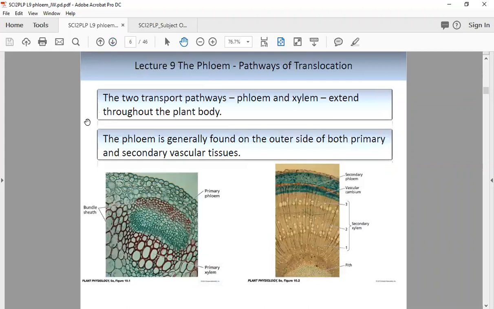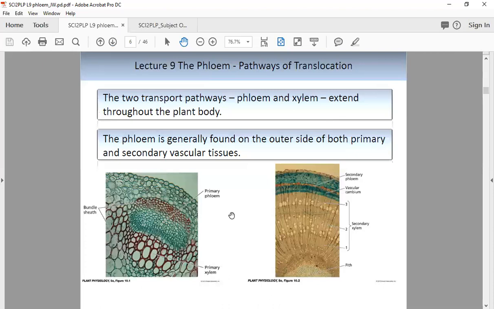We know that the two transport pathways found within the vascular tissue, that is the phloem and the xylem, extend right throughout the plant body. The phloem is generally found on the outer side of both primary and secondary vascular tissues. And we've got an example of each on this slide. And you've probably already seen these as part of your DIY kit assessment. So you've probably seen exactly what we're looking at here.